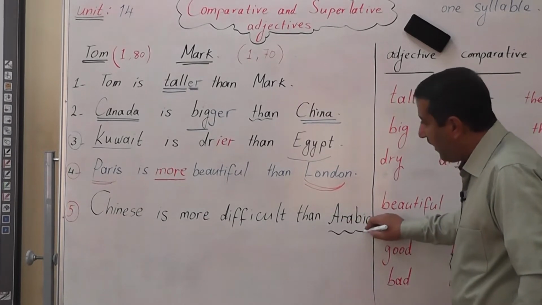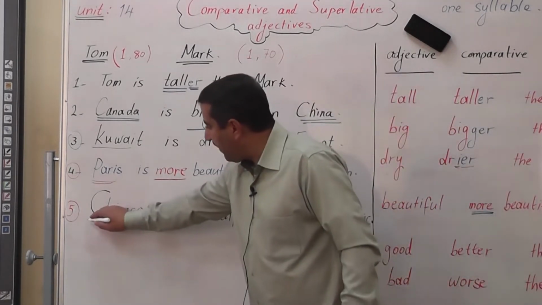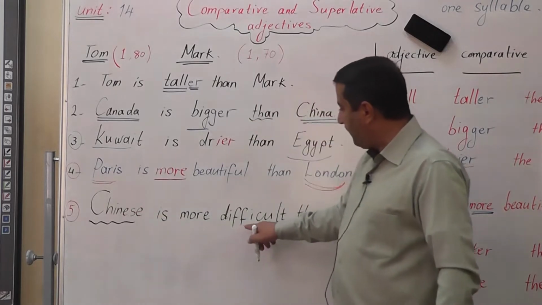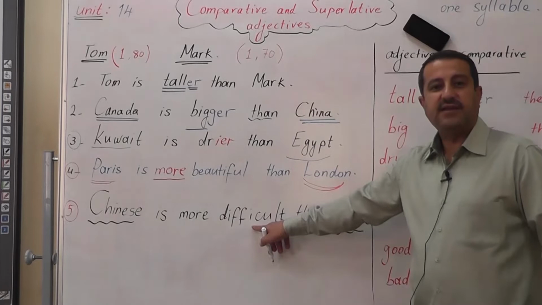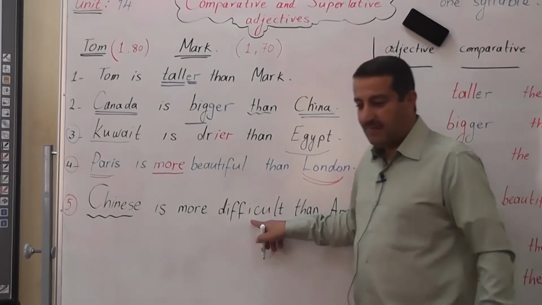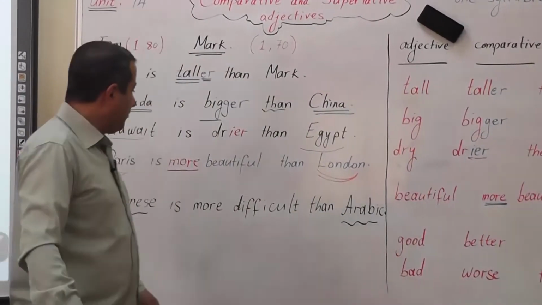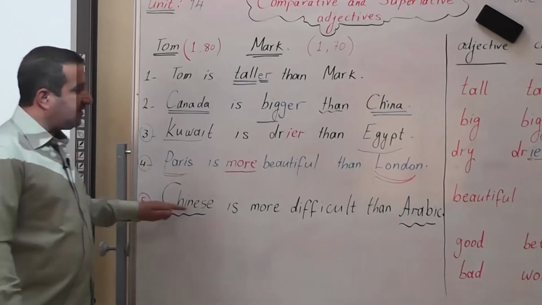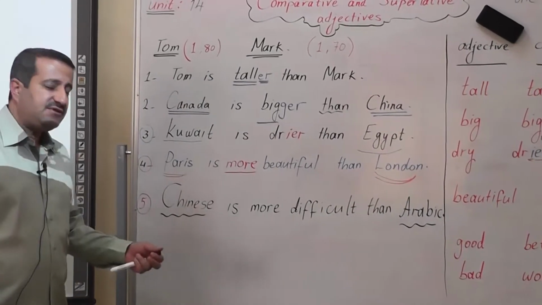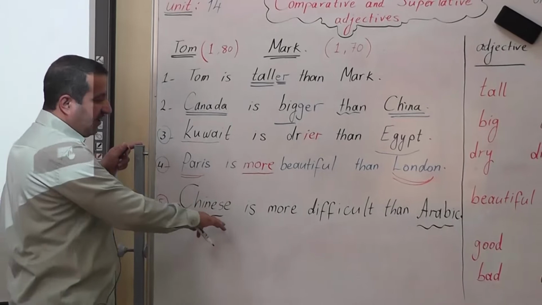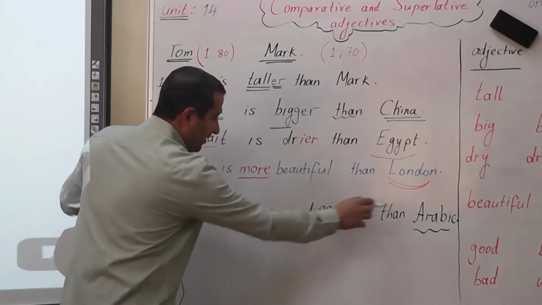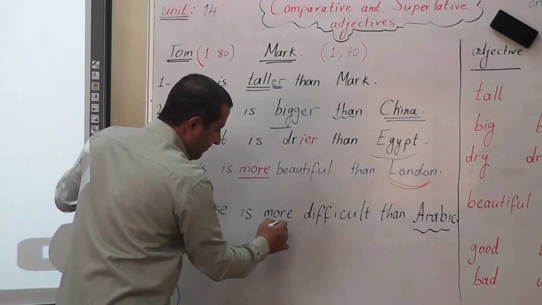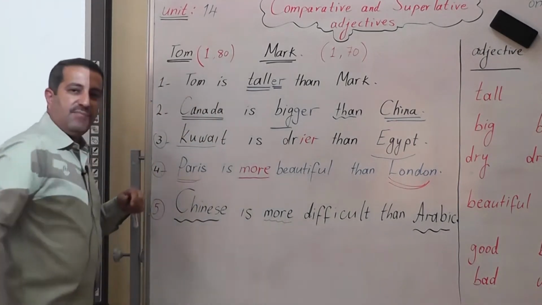So we have two languages, Arabic and Chinese. And we have an adjective which is difficult. It is a multisyllabic adjective. So we are comparing between Chinese and Arabic. These are two languages. So we say Chinese is more difficult than Arabic. We use more in comparison. Okay.